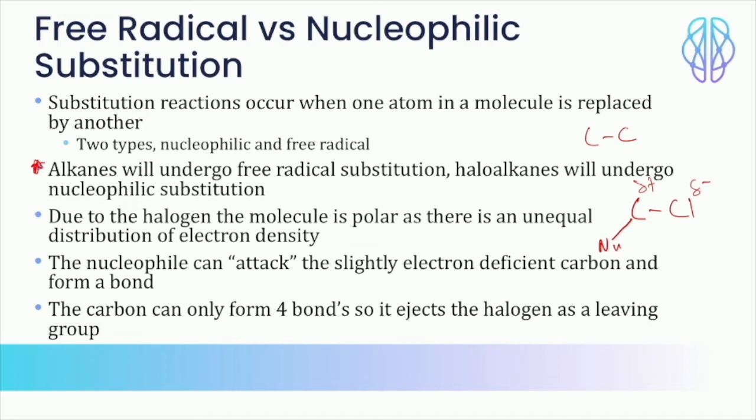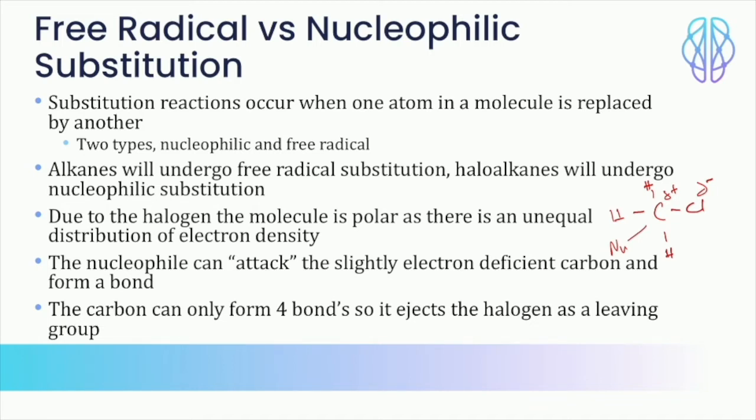Now, carbon can only form 4 bonds. It's already got, I'll redraw this here. So if I have carbon and chloride, and pretend it's bonded to 3 hydrogens here, if the nucleophile comes and attacks this slightly positively charged carbon, it's now got 5 bonds, which is kind of unstable, and we know carbon can't form 5 bonds as it's got 4 valence shell electrons.